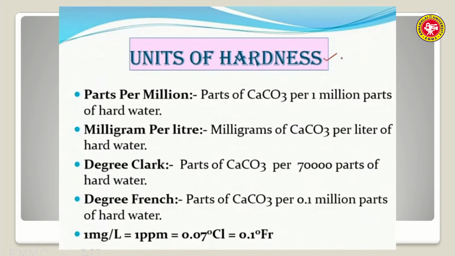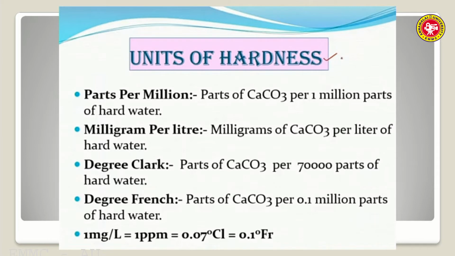Another unit of hardness is milligrams per liter: milligrams of calcium carbonate per liter of hard water. Only these two units are generally used for hardness in India, whereas degree Clark and degree French are generally not used as far as India is concerned. So we'll just concentrate on the first two units of hardness.